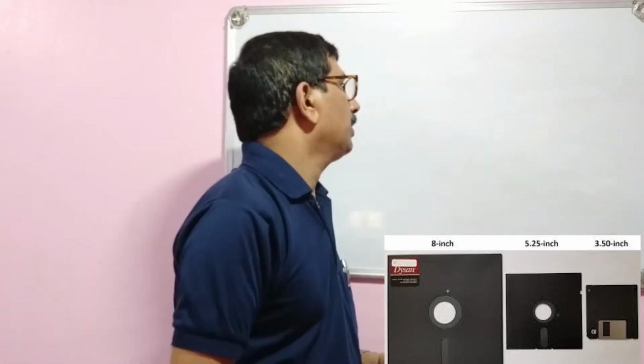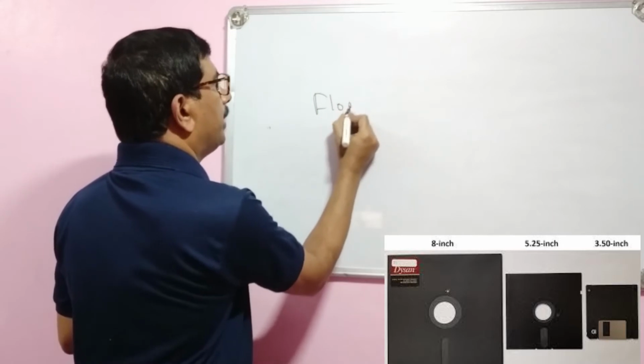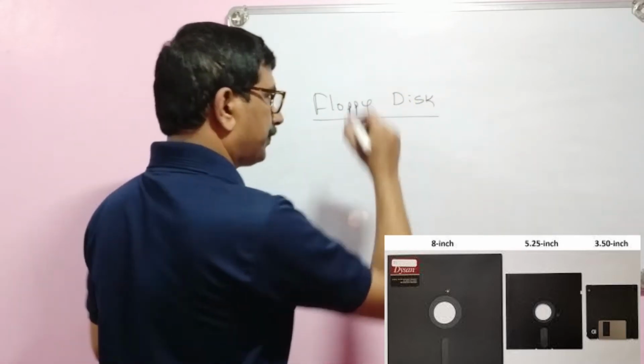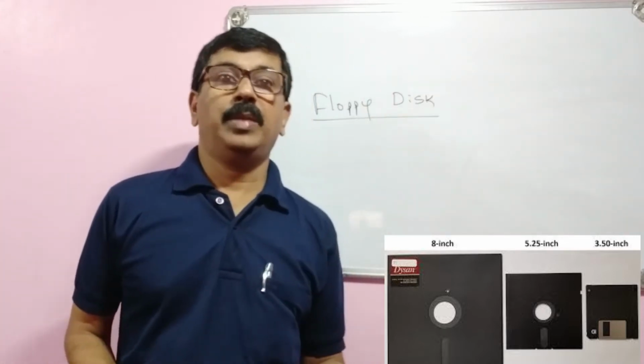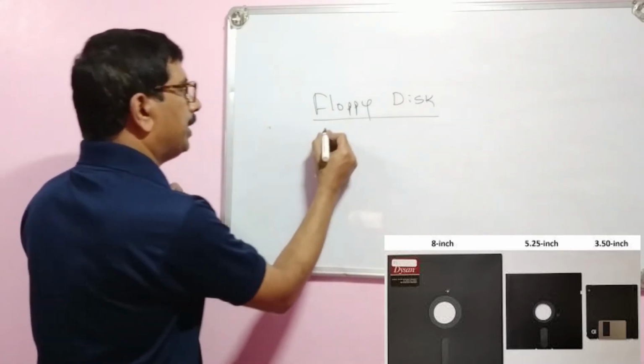Now we will see common secondary storage devices. Common secondary storage devices are floppy disk. First we will take floppy disk. And in the beginning, maybe in the 1980s, the storage device was floppy disk.